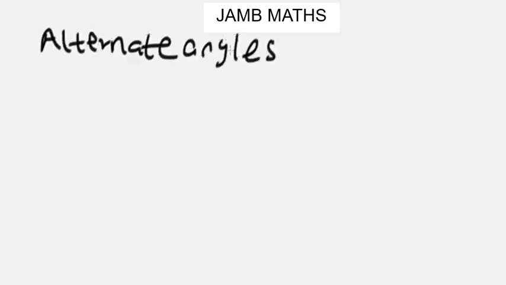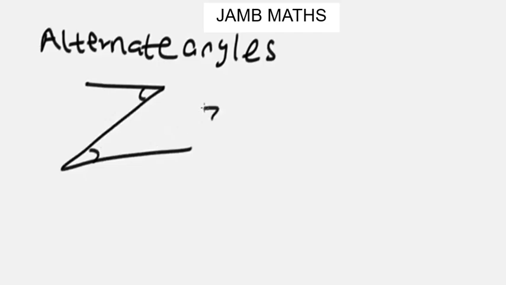Note that alternate angles are the same. They are found in a Z shape. So when you have something like this, let me draw a Z shape. This is an example of an alternate angle. In this shape, the arrows indicate that the line up here is parallel to the line below.